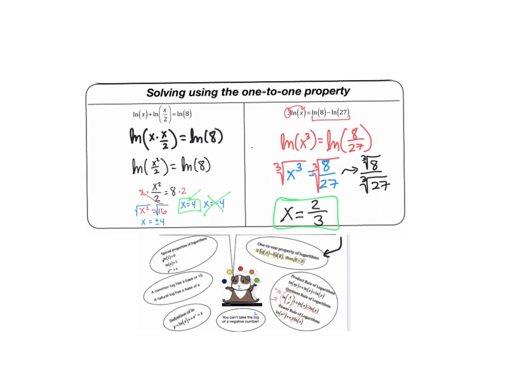Remember, when you're taking odd roots of each side, such as what we did right here, you don't need the plus or minus sign. However, if you're taking even roots to knock things out, you do need to use a plus or minus sign. So that's how you do the one-to-one property, and I will see you in the next section.